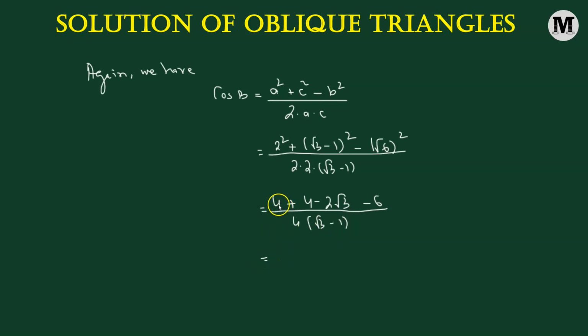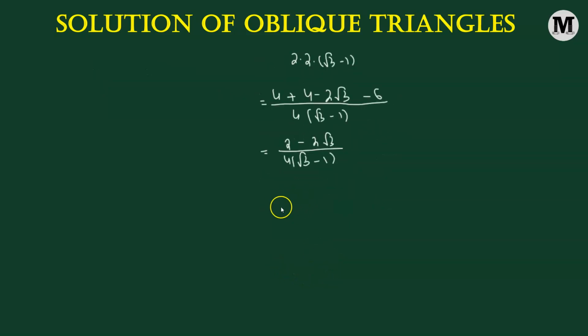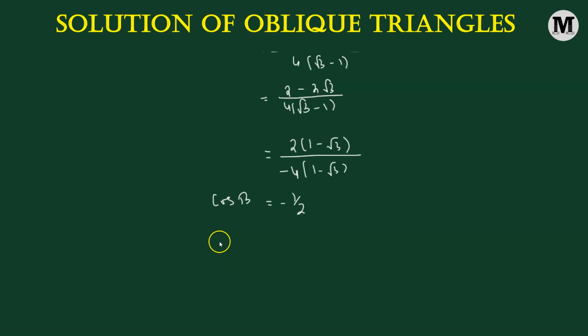So in the numerator we have 4 plus 4, that's 8, 8 minus 6, that's going to be 2. We have 2 minus 2 times square root of 3, whole divided by 4 multiplied by square root of 3 minus 1. Furthermore, we can take 2 as the common factor in the numerator. We have 2 times 1 minus square root of 3, divided by, if we take negative 4 as the common factor, then we have 1 minus square root of 3 in the denominator, and this is going to leave us with negative 1/2. So we obtain cosine of angle B as negative 1/2, which means angle B must be equal to 120 degrees. Only then we get cosine of B as negative 1/2. So we have obtained angle A measure as 45 degrees, B is 120 degrees.